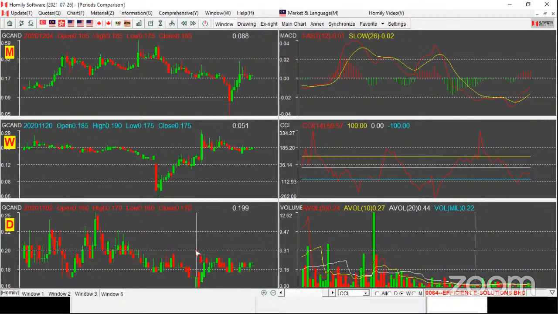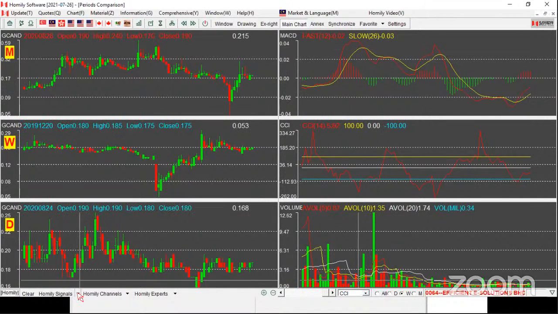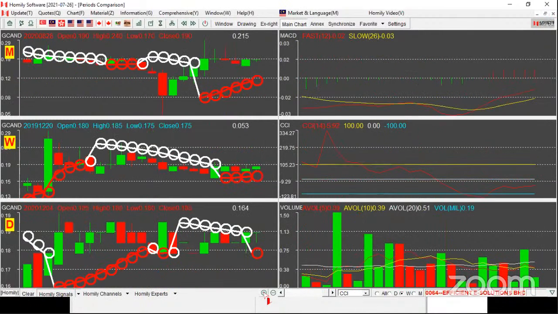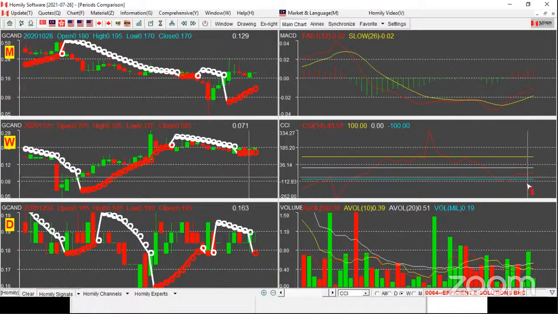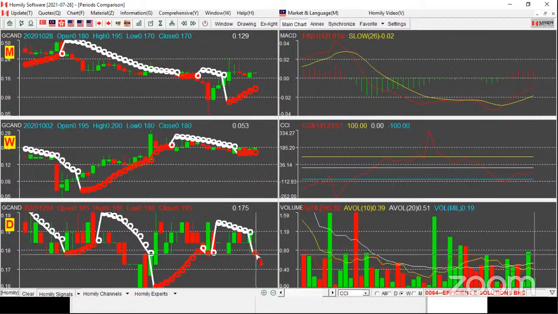Then the last step is daily chart. Daily chart, we can use main chart. We need to click main charts and choose signal group, red and white circle. So on daily chart, already changed to red and white circle. So monthly chart, you focus on MACD. Weekly chart, you focus on CCI right here. And only daily chart, you can see the red and white circle indicator.